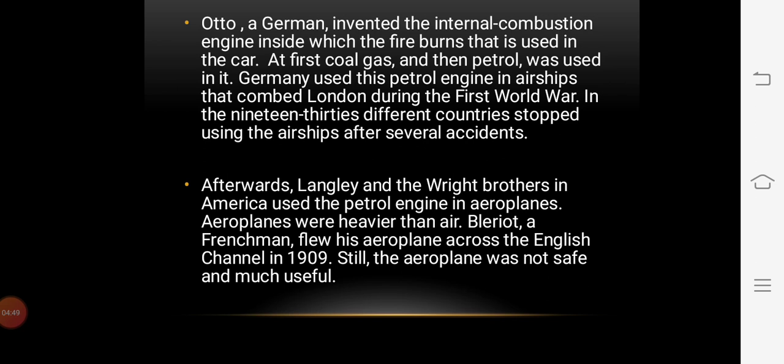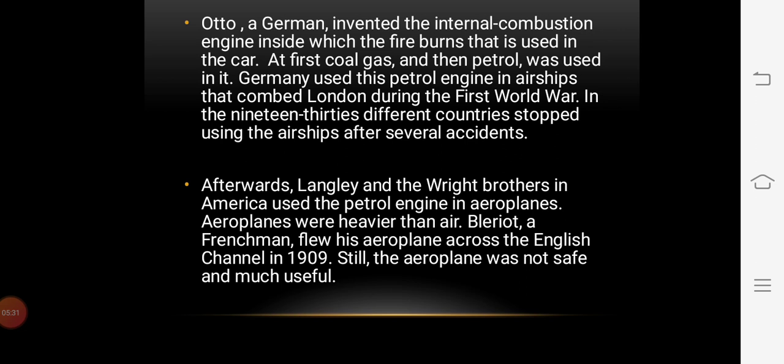Otto, another German, invented the internal combustion engine, in which fuel burns inside with air, and that is used in cars. Actually, Otto is another German whose internal combustion engine ignites fire inside, and it is used in cars. At first, coal gas and then petrol was used in it.